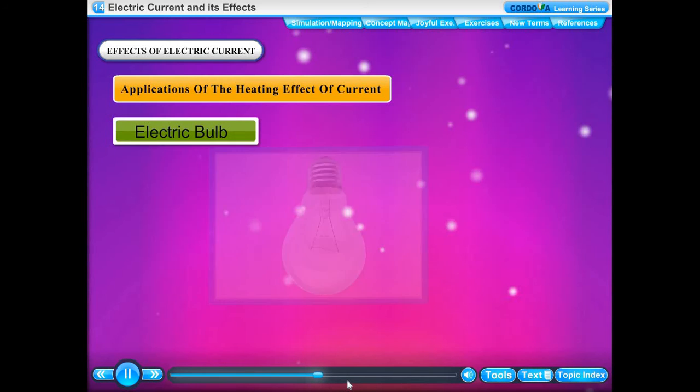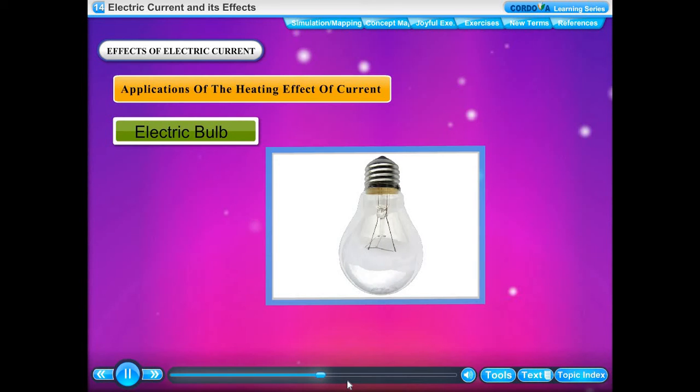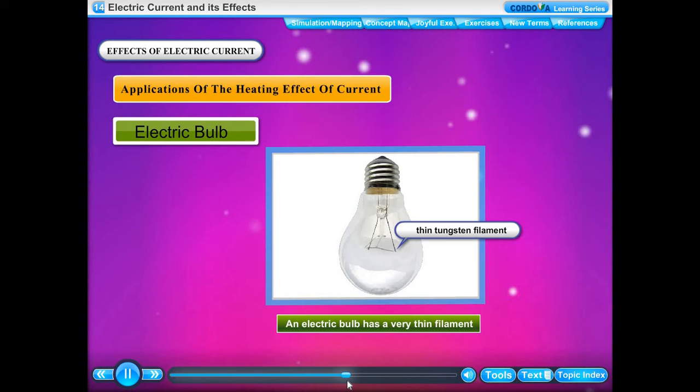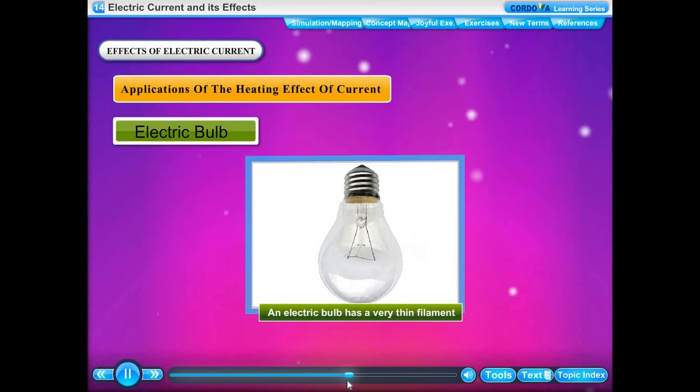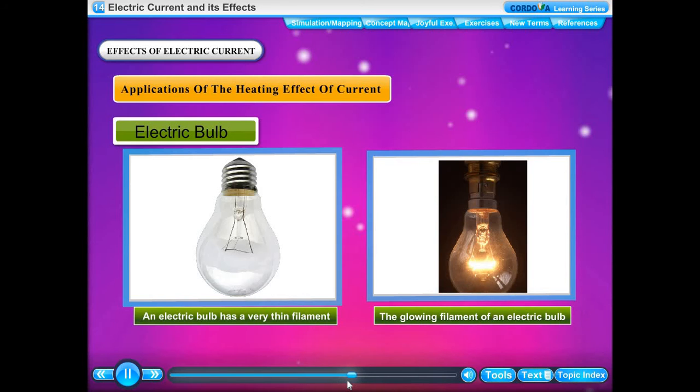Electric bulb. The electric bulb or electric lamp, when we use it for producing light, works on the heating effect of electric current. The electric bulb has a very thin, high-resistance filament of tungsten metal. The glowing filament of an electric bulb.